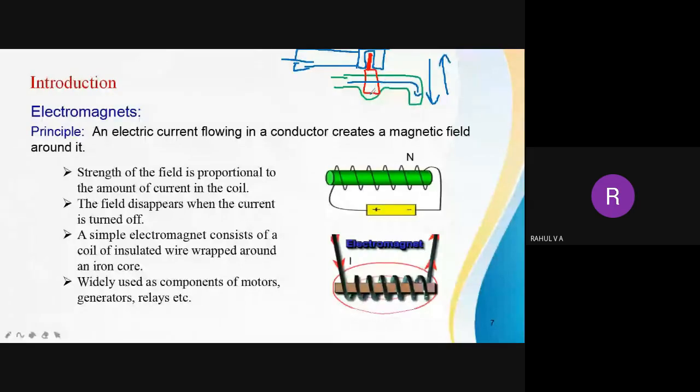Okay, so when supply is given, current will flow through this electromagnet. It will attract this plunger upwards, and water will flow at that time. When the current is disconnected, because of a spring mechanism, the plunger comes down and blocks the flow of water. So that is one kind of example.